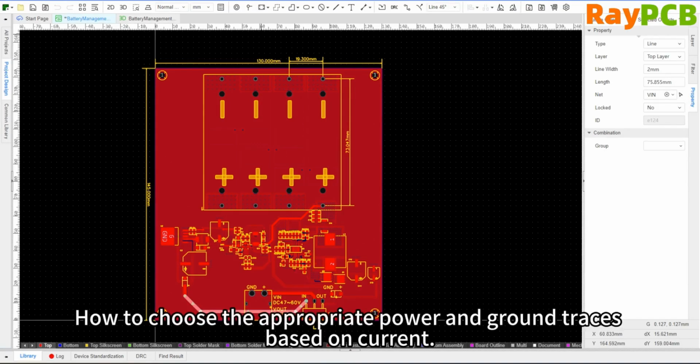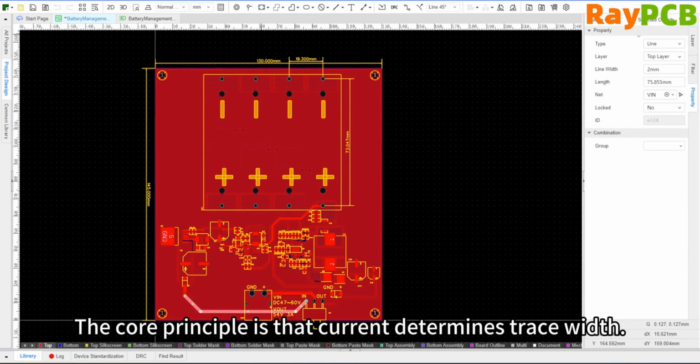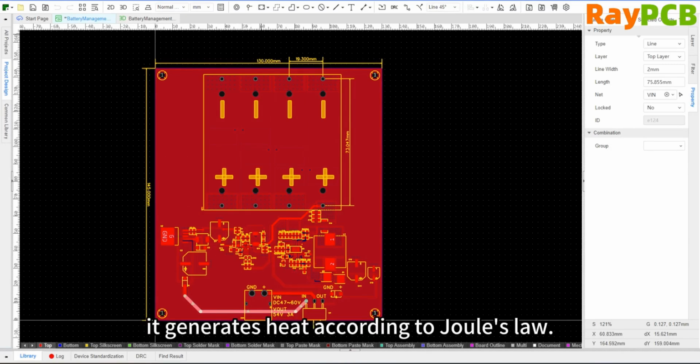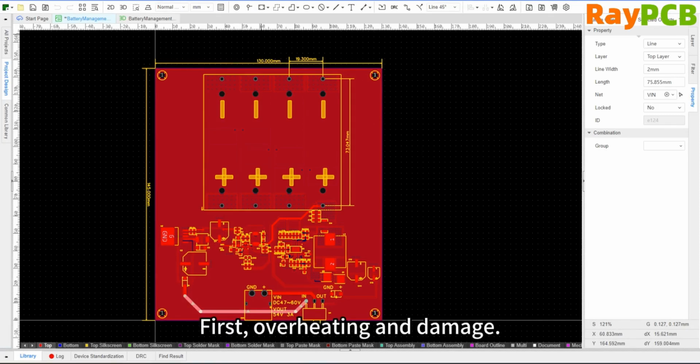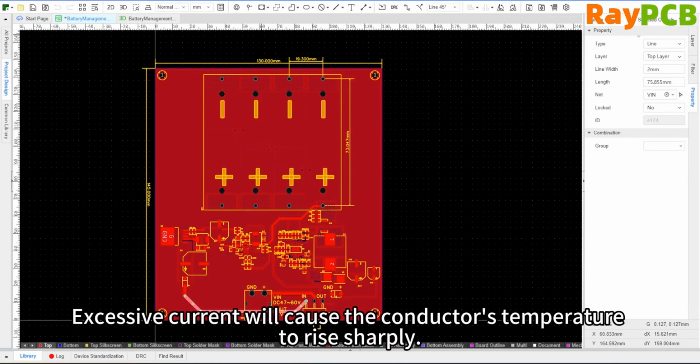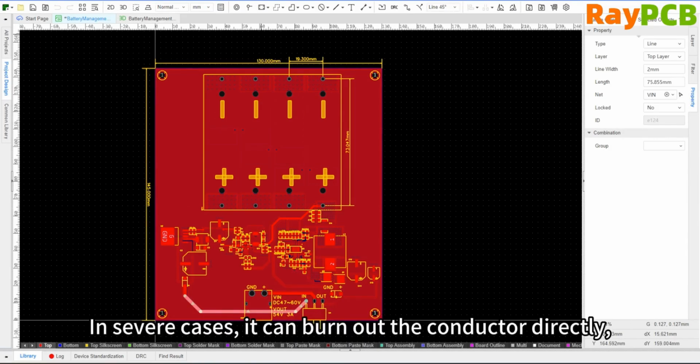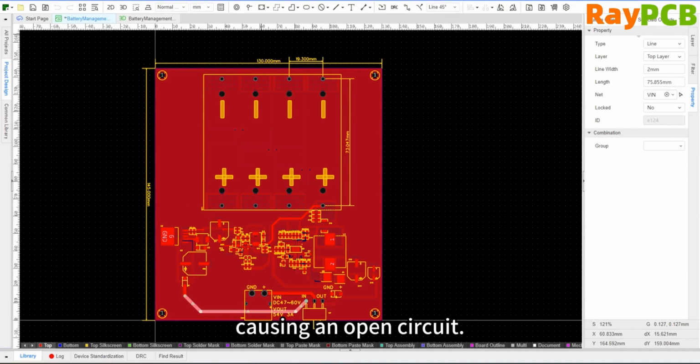How do you choose the appropriate power and ground traces based on the current? The fundamental principle is that the current determines the trace width. The conductors in a circuit have resistance, and when current flows through them, heat is generated according to Joule's law. If the conductor is too thin relative to the current, it will lead to two serious problems. First, overheating and damage. Excessive current can cause the temperature of the conductor to rise sharply, which may result in PCB delamination or bubbling in mild cases, and in severe cases directly burn out the conductor, causing an open circuit.